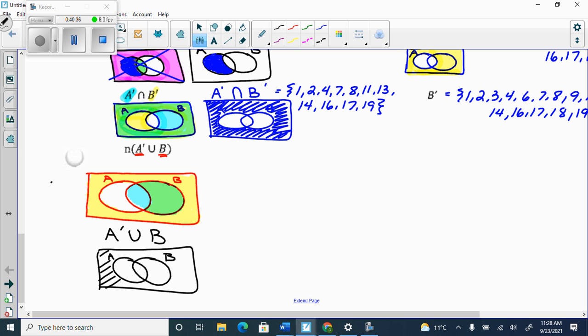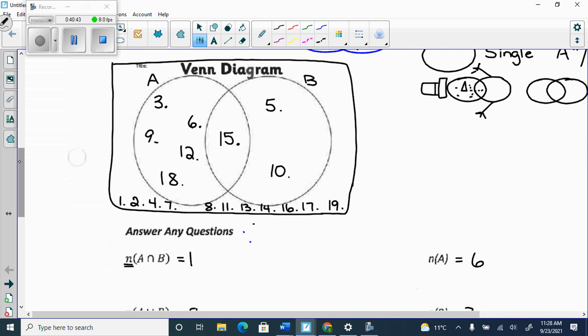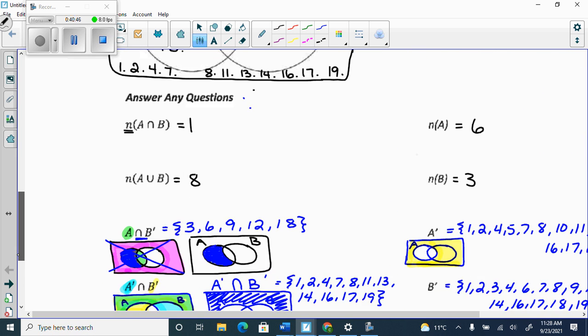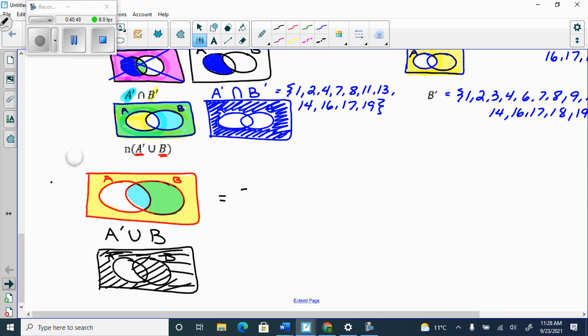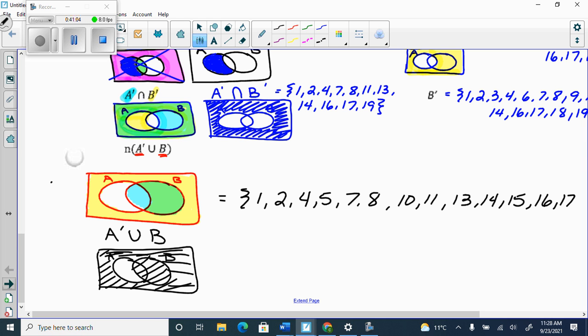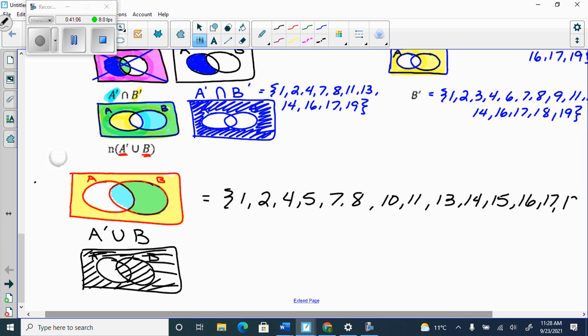So I'm going to list everything, all the elements everywhere but the one in the little moon of A. So I go back to the moon of A. It's just 3, 6, 9, 12, 18. But I'll list everything else, right? 1, 2, 4, 5, 7, 8, 10, 11, 13, 14, 15, 16, 17, 19. Why did I list 15? It's in the middle. The middle's shaded, right? So it counts.